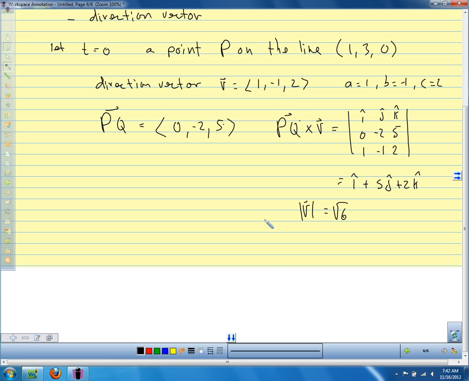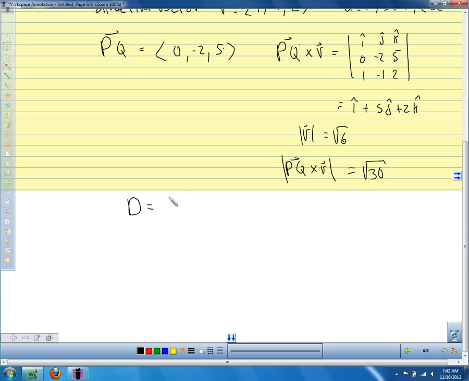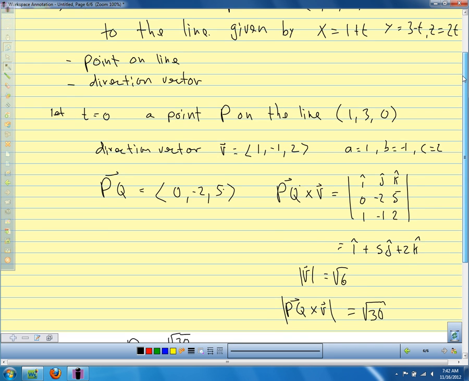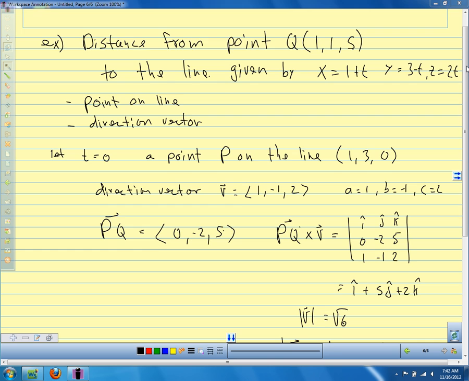So our distance is, and we need the magnitude of PQ cross V. The magnitude of PQ cross V is the square root of 30 from this vector. So our distance is the square root of 30 over the square root of 6, and that is the square root of 5. So we have square root of 5 units between this point and our line.